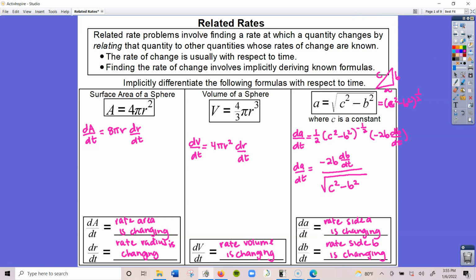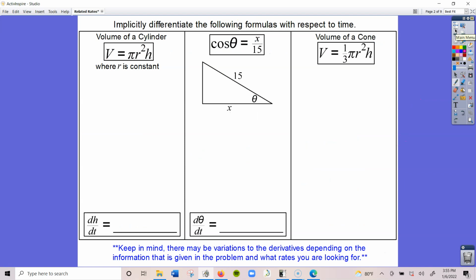Let's look at some other commonly used equations for related rates. The next one is the volume of a cylinder, and we have V equals pi r squared times h. Here I'm telling you that r is a constant, so r squared is just another number. When we take the derivative, we don't have to apply the product rule because r squared represents a number that does not change.